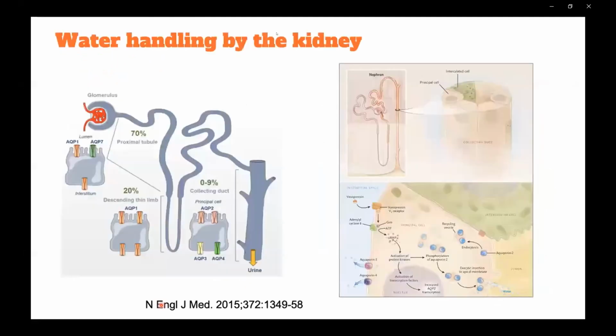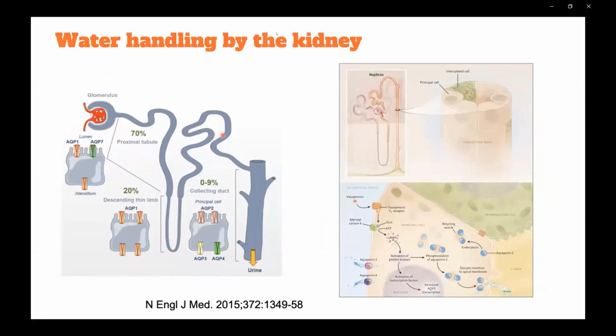Okay. So moving on to the last physiological aspect which we are trying to cover today, which is water handling by the kidney. As we just saw, 70 to 80% of water is going to be reabsorbed at the proximal tubule through the aquaporin 1 channels, and the remaining 20% happens in the descending limb, again through the aquaporin 1 channel. 90% of water is freely reabsorbed through the aquaporin 1 channel, and this is not chiefly regulated.